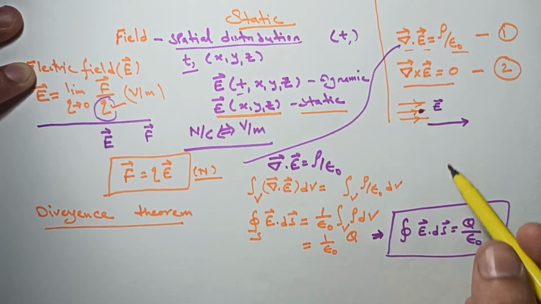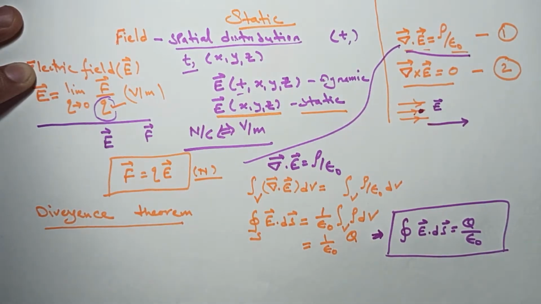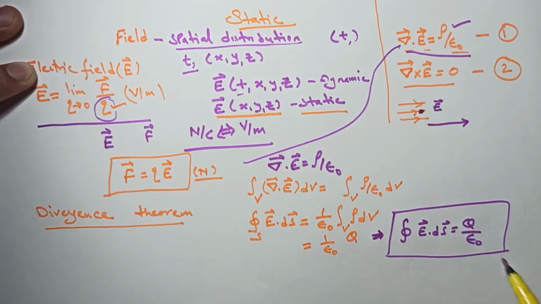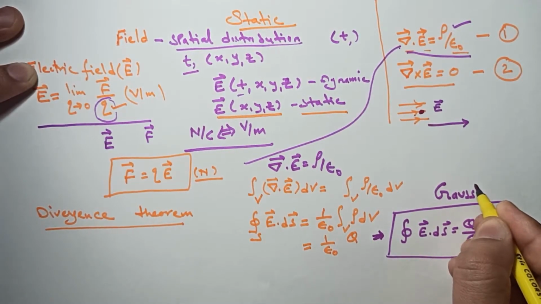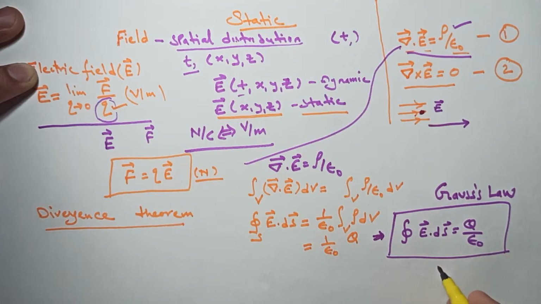So we changed this equation to find the Gauss law, and this is also Gauss law. This is the differential form, and this is the integral form. I will discuss what the differential form is and what the integral form is. Both are Gauss law. We'll discuss it after some time in this video also.